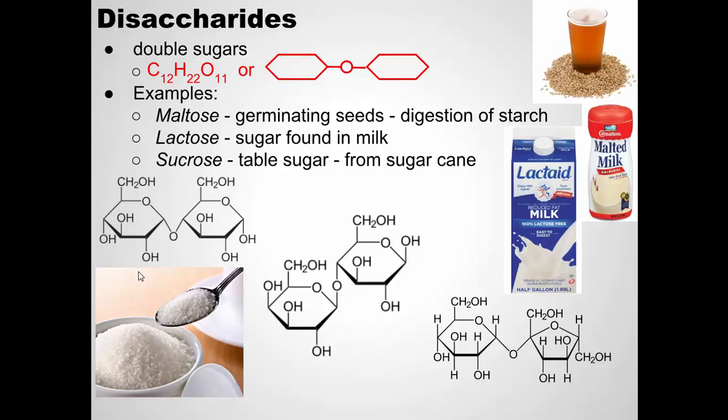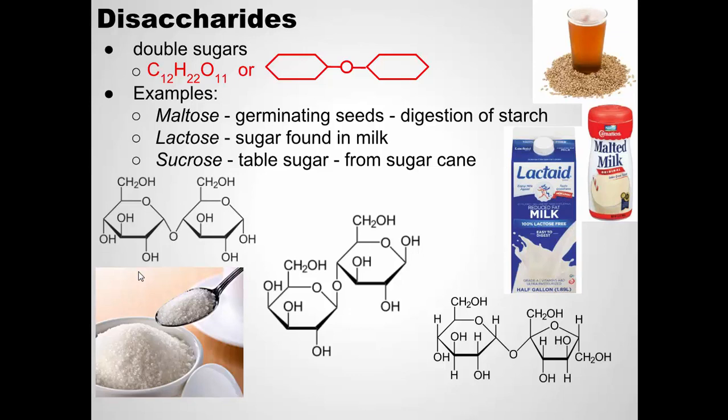Maltose is produced in seeds when they germinate. A seed has stored up energy in the starch, and when that starch starts to be digested as the seed germinates, it forms maltose, a sugar. Malted beverages like beer are made with malted barley. They allow the barley seeds to start germinating so that the starch turns into maltose sugar, and then they stop them and use them to brew beer by fermenting the sugars from that malted barley.